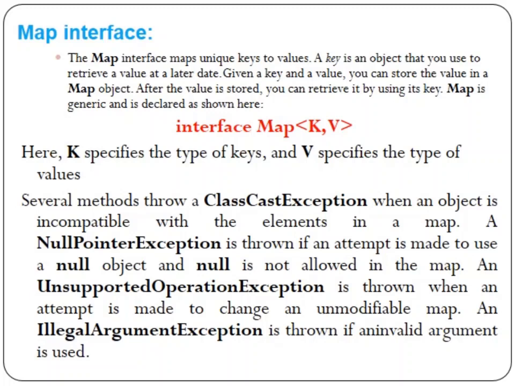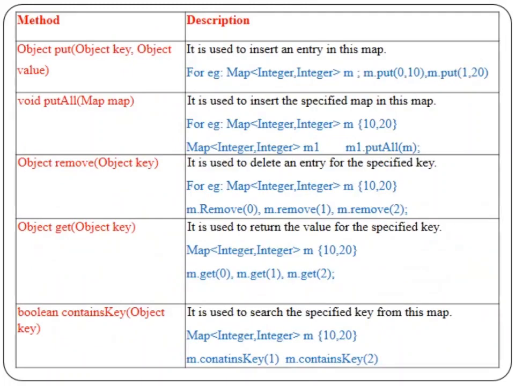UnsupportedOperationException is thrown when an attempt is made to change an unmodifiable map. Means when you make any modification to such a Map object, the UnsupportedOperationException is thrown. These are the different exceptions thrown by the Map interface. We will see a simple example of the Map interface and the different methods available in it.